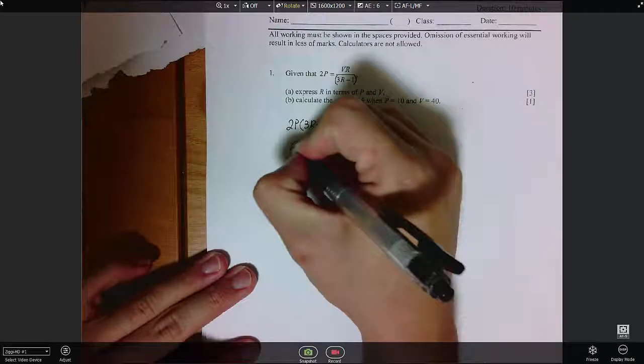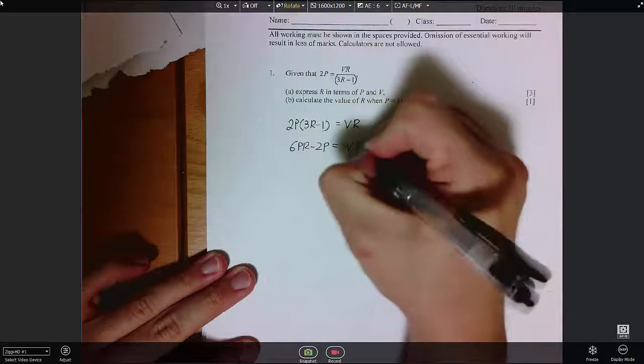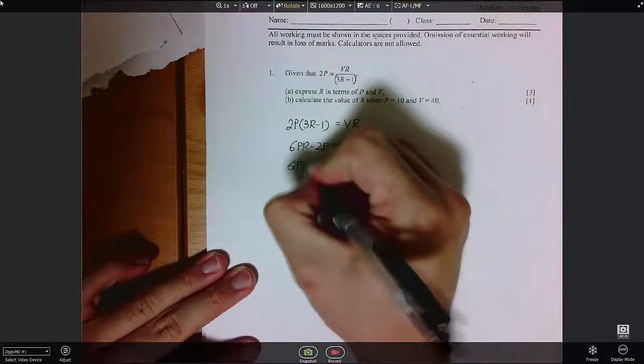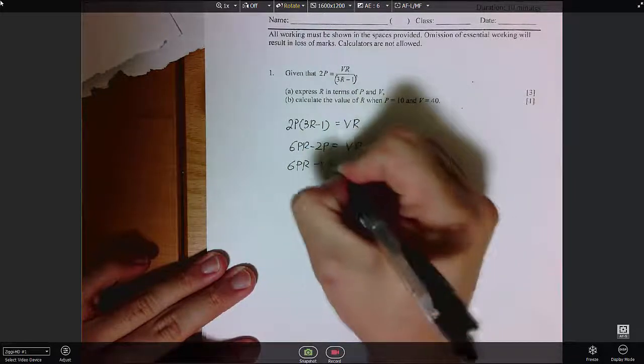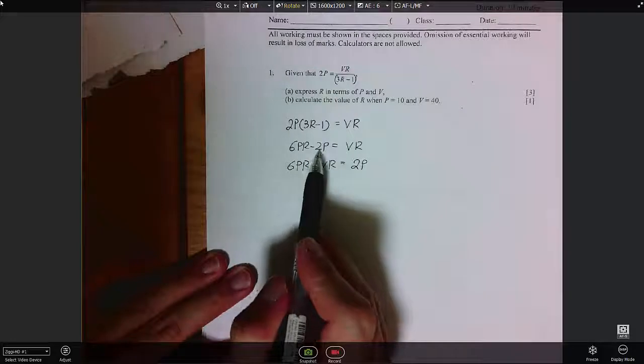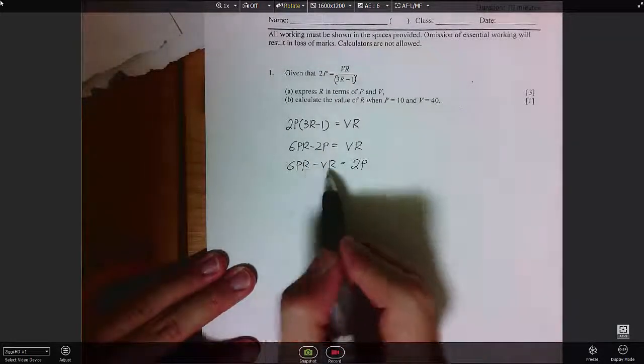What we can do here is expand the left hand side, equals VR. Notice that there is an R term here and an R term here. So what we can do is collect all the R terms on the left hand side and everything else on the right. For example, this guy has no R term, so I put him onto the right hand side. R and R is down here.